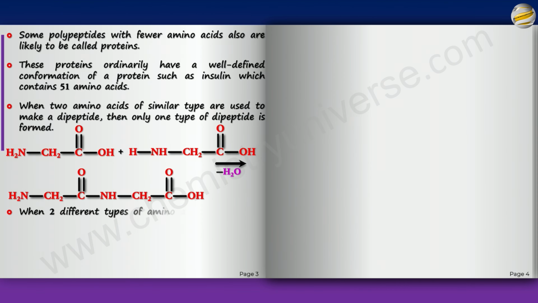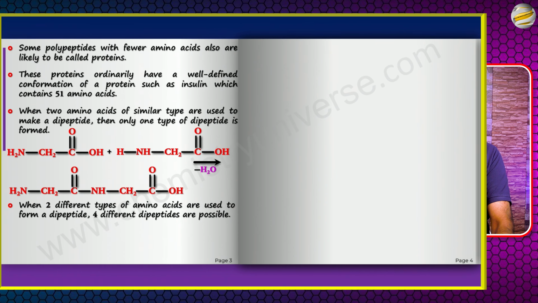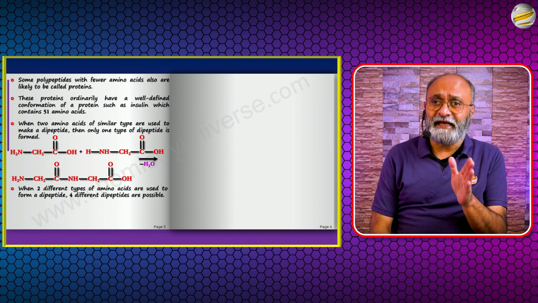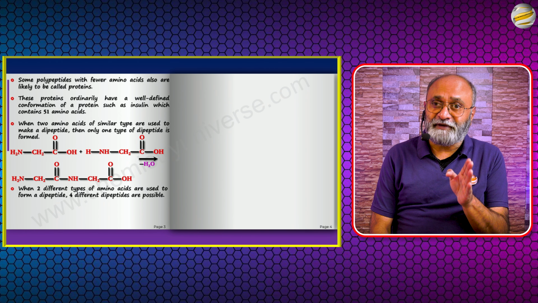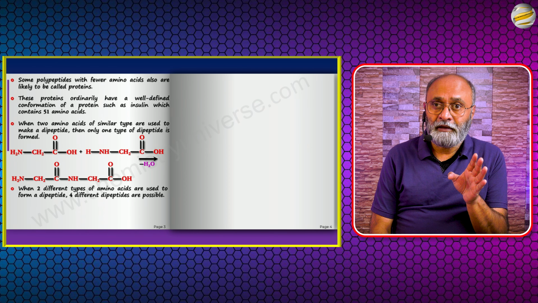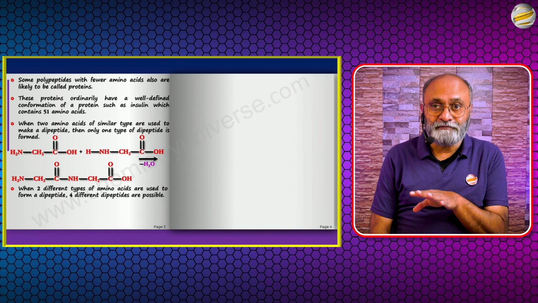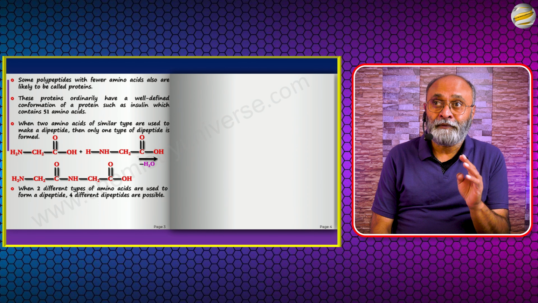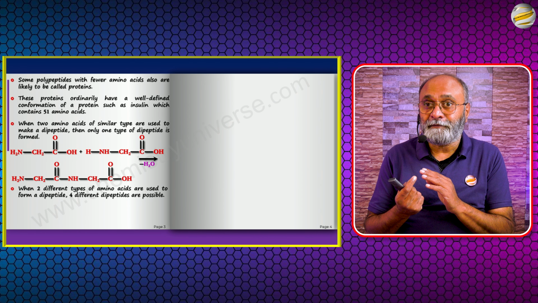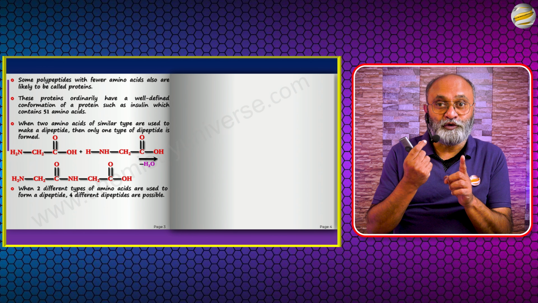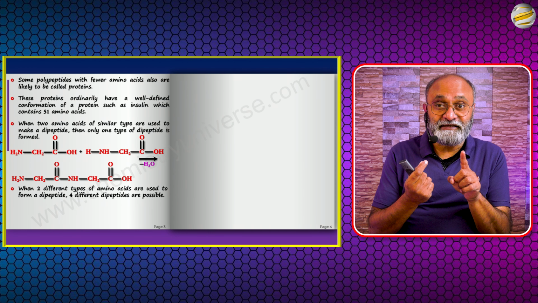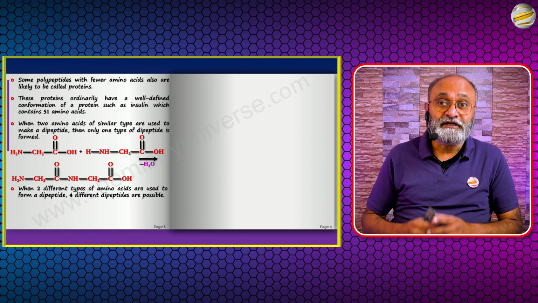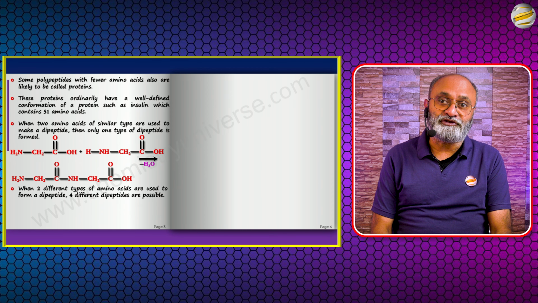When two different types of amino acids are used to form a dipeptide, 4 different dipeptides are possible. So you may wonder how 4. If you look at amino acid A and amino acid B, A can form a dipeptide with another A. B can form a dipeptide with another B. That makes it 2. A can form a dipeptide with B where the NH2 of A reacts and the COOH of B reacts. And the other way would be the COOH of A reacts and the NH2 of B reacts, and they're all going to be different. So that is how you get 4 possibilities of dipeptides.